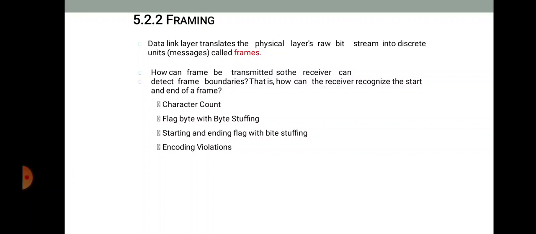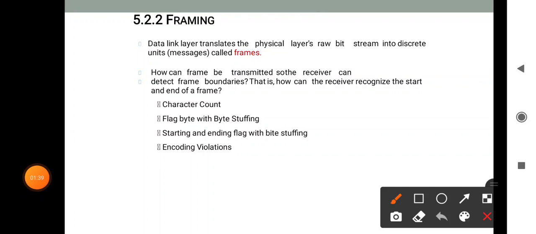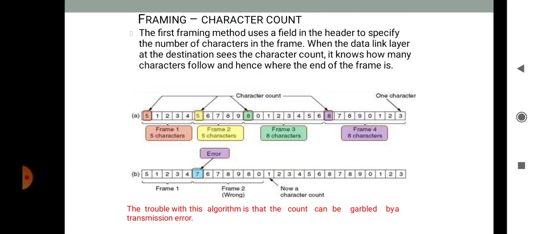Here there are some methods for framing. First one is the character count. Second one is flag byte with byte stuffing. Third is starting and ending flags with byte stuffing and physical layer coding violations. First method is character count.